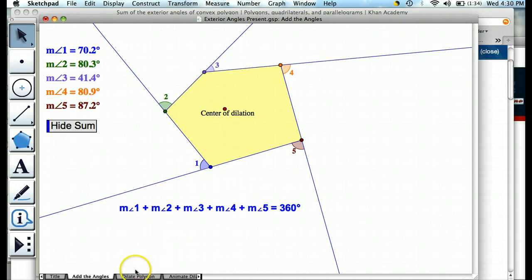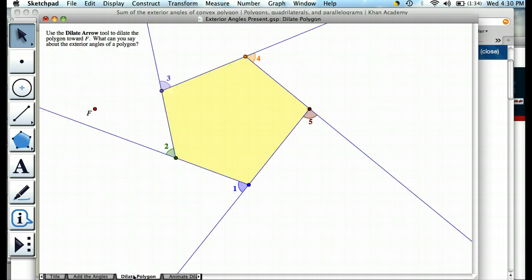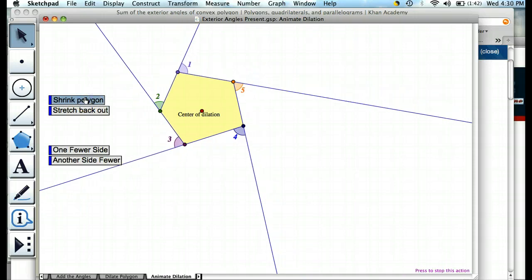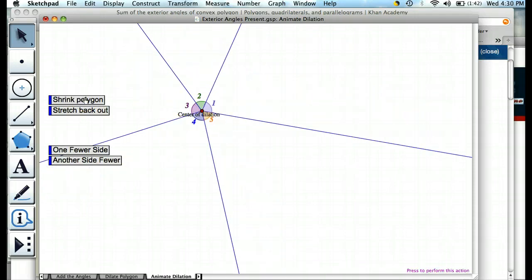One more thing I'll show you, because I don't want to rant for too long, is that we can actually have an illustration here to show that these angles all sum to 360 degrees. And that's what happens here. So I'm going to click Shrink the Polygon. Just watch. Notice right here, perfectly illustrated. This is the 360 degrees that we were talking about.